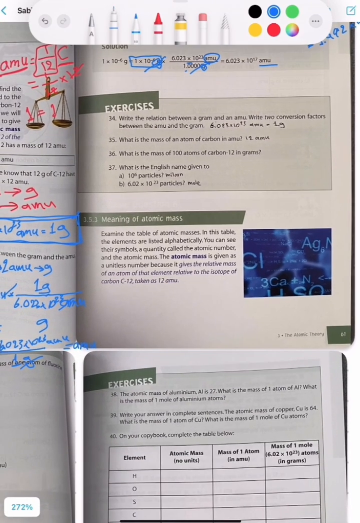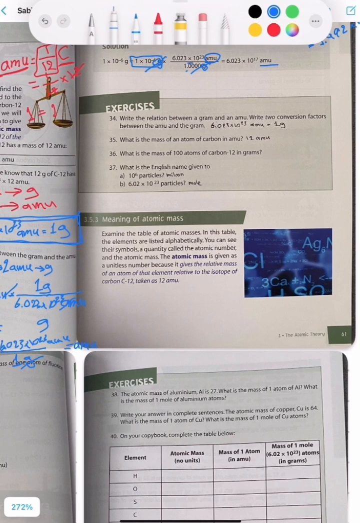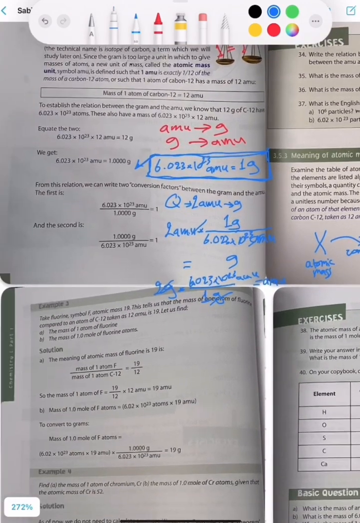Meaning of the atomic mass. What do you mean by atomic mass? Atomic mass has no unit, okay? It gives the relative mass of an atom of a specific element, relative to the isotope carbon-12. So we compare anything that we have. If we have X and we want the atomic mass of this X, you compare it to carbon-12, which is an isotope of carbon. The atomic mass of carbon-12 is 12 AMU. Okay, it's easy.